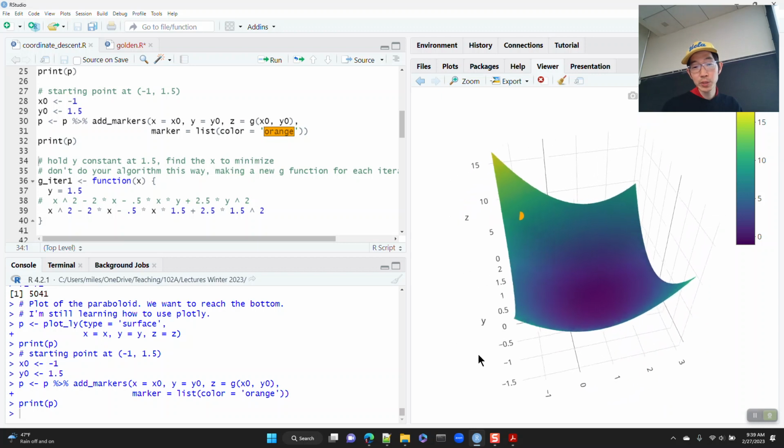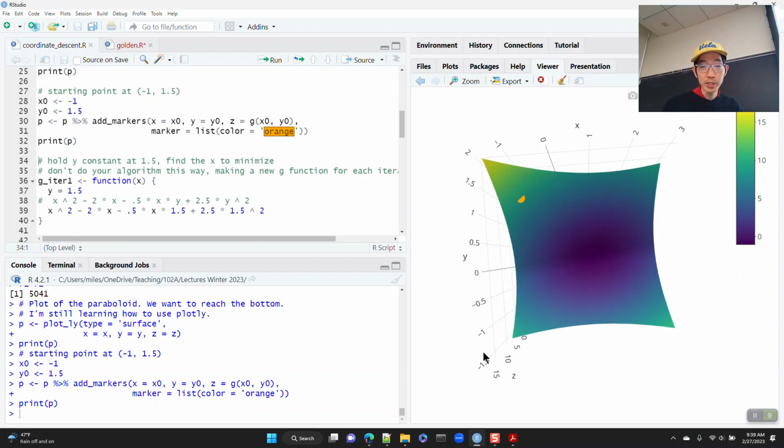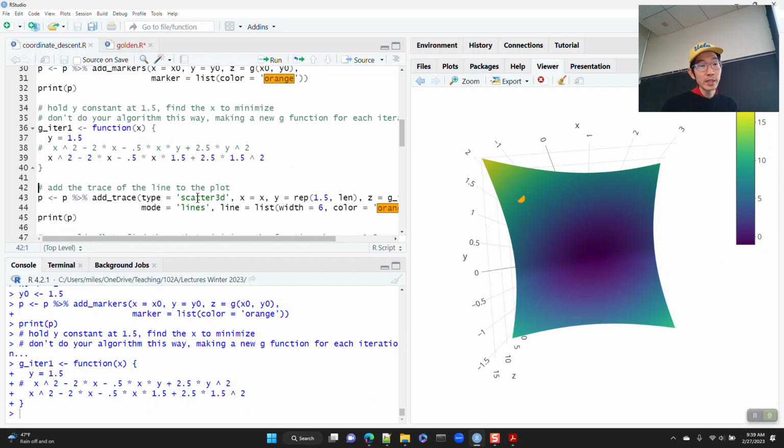And so what I'm going to do is, if I look above and say y is equal to 1.5, I am going to lock 1.5 in place, okay? My function used to be x squared minus 2x minus 0.5x times y plus 2.5 times y squared. I'm going to replace y with 1.5. I replaced all locations of y with 1.5, and so now my function is just a function of x. And this is going to be the function that I want to minimize.